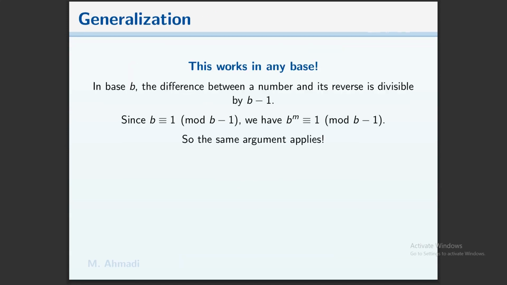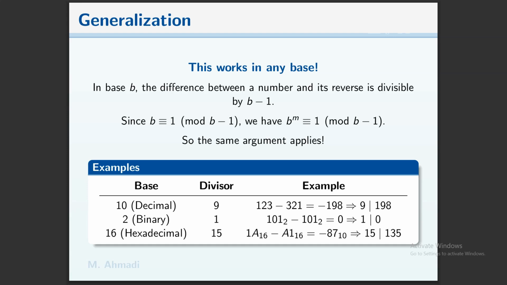Also, there is a generalization of this theorem. This works in any base. In base b, the difference between a number and its reverse is divisible by b minus 1. Since b is congruent to 1 mod b minus 1, we have b to the m congruent to 1 mod b minus 1. This is the same argument that we used before. For base 10, or decimal, the divisor is 9.